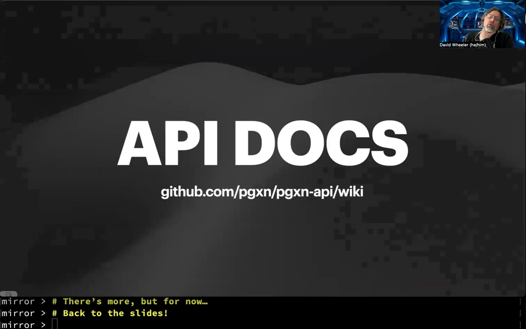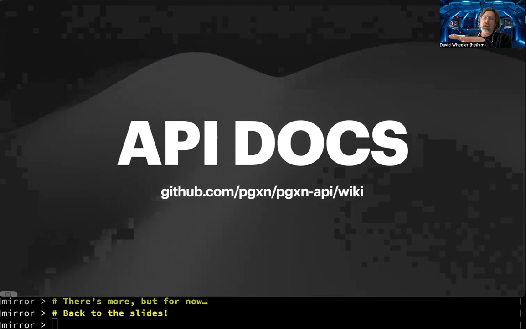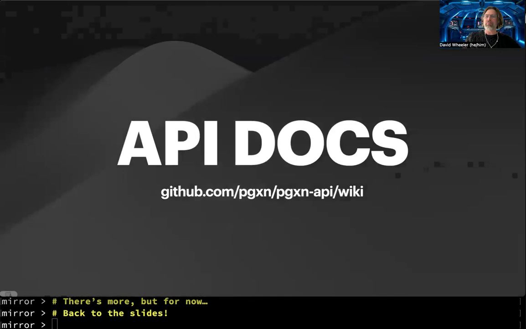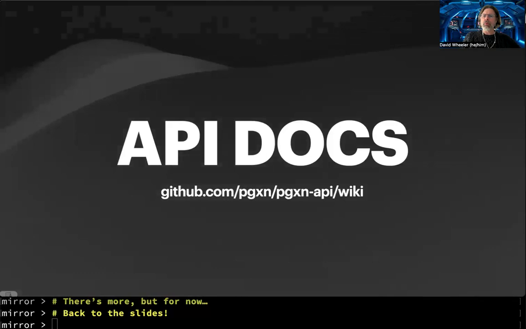So all the docs for the static mirrors and for the api.pgxn.org are on the PGXN API wiki. I think this predates OpenAPI because I hand wrote all those docs for all these APIs. So it's been kind of fun to look through them in the last week and see how good they are or not. But there's way more in there, and you're welcome to take a look. Any questions about the API service?